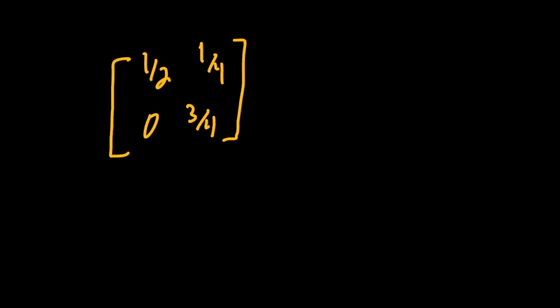Now, what about this matrix? Well, each entry is between 0 and 1 inclusively. However, there's one error. Can you guys point out where that is? It turns out the first column doesn't add up to 1. And in order for a matrix to be stochastic, each column must have a sum of 1. Therefore, this matrix is non-stochastic.